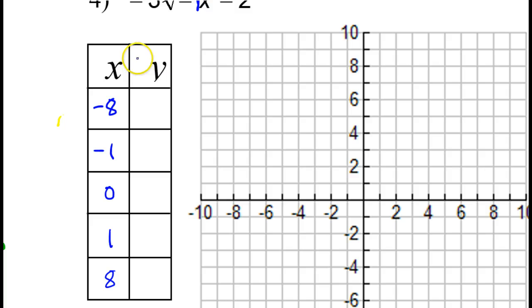Okay, so when we do this y column, we're just doing the cube root of x right here. So that's going to give us negative 2, negative 1, 0, 1, and 2. All right, we always start off with that.